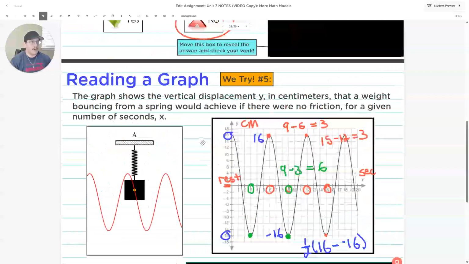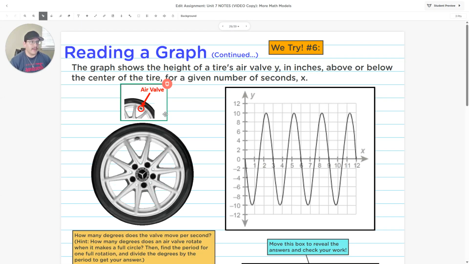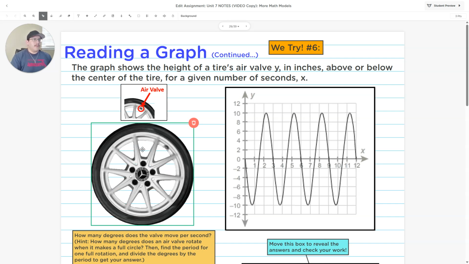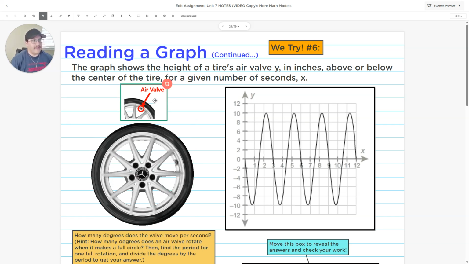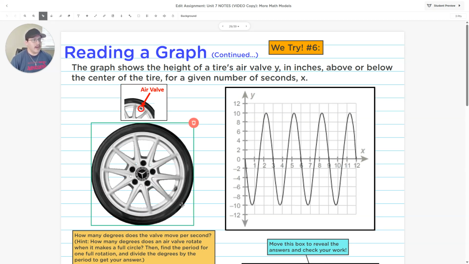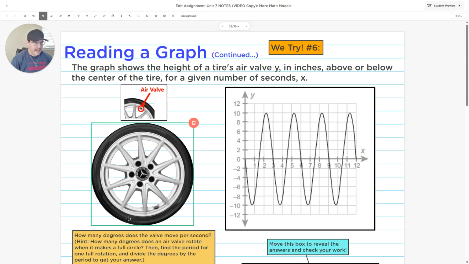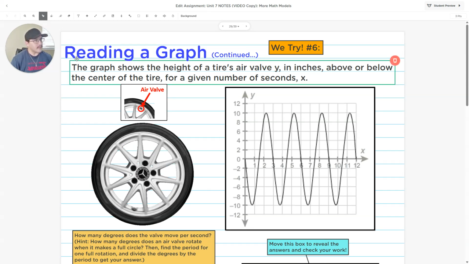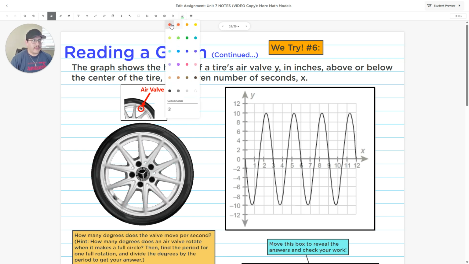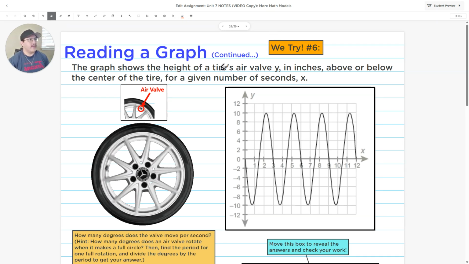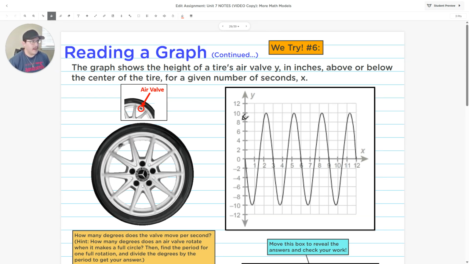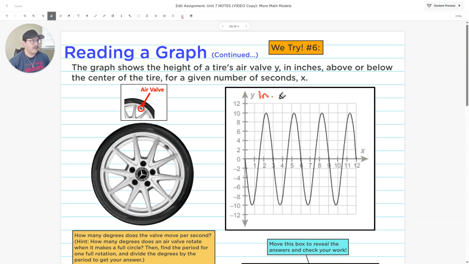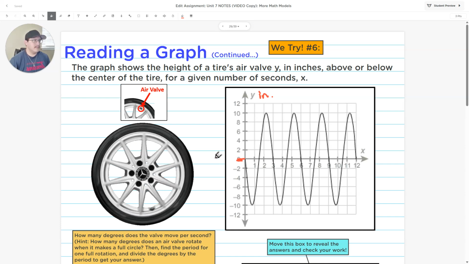I've got one more to do for y'all. We're going to go to this next page. In this scenario, we have a tire with an air valve that's continuously going up and down. Now to the word problem. The graph shows the height of the tire's air valve, y, so this is the height in inches, above or below the center of the tire. So here is the center of the tire.